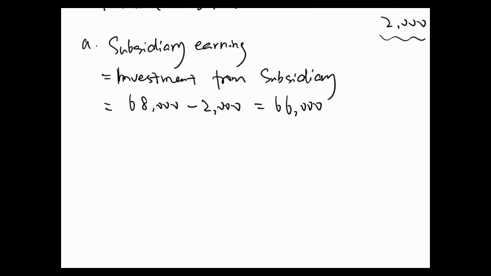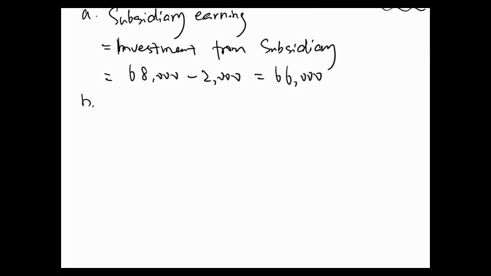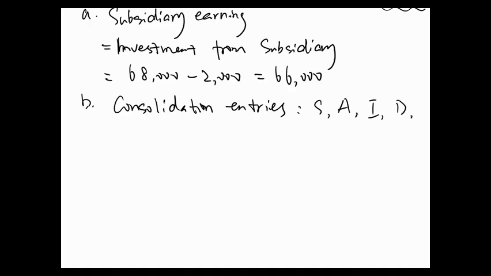Alright, then for question B. Question B requires us to prepare a worksheet to consolidate the financial information for these two companies. Well, instead of preparing that worksheet, let's just complete the consolidation entries. For the equity method, there are 5 typical entries: entry S, entry A, entry I, entry D, and entry E.